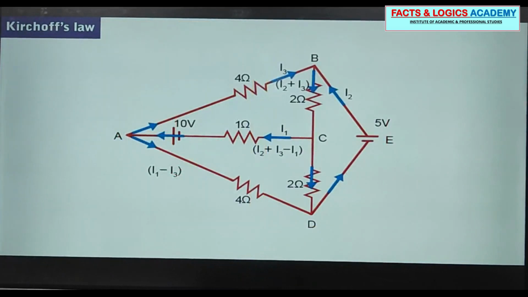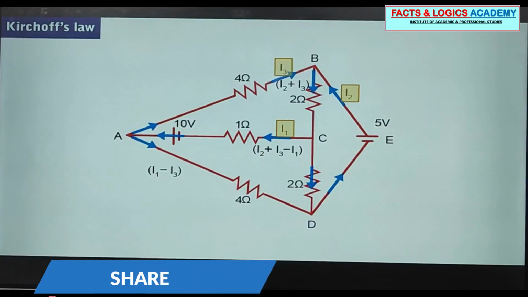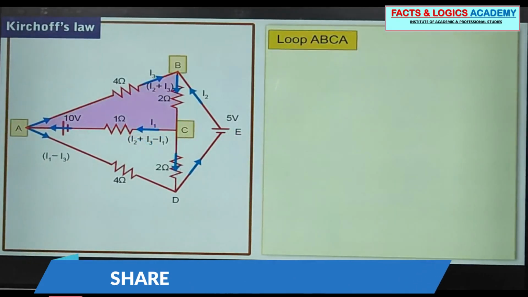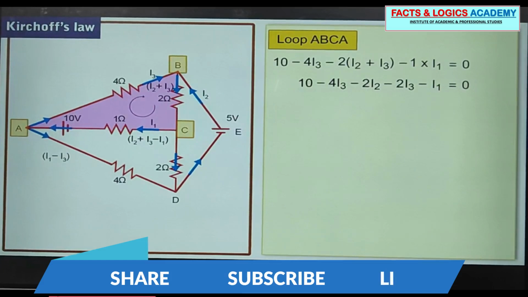There are three unknowns in the circuit. They are I1, I2, and I3. To find the values of these unknowns, we apply Kirchhoff's second rule to any three closed loops in the circuit. Loop ABCA. Let us start from the negative terminal of the 10-volt battery. Walk through the loop in a clockwise direction and add the potential changes. Substituting the values of the potential changes across the resistors and that of the cell in the loop and simplifying, we get equation 1.